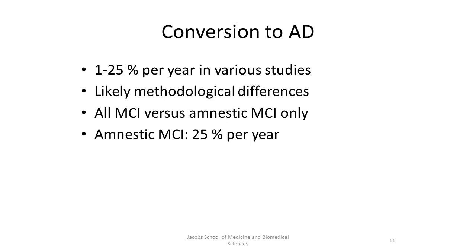So what does it mean? People who have mild cognitive impairment have a risk of conversion to Alzheimer's disease, and it's between 1 to 25%, which is a really big range if you think about it, 1 in 100 or 1 in 4. However, if you look at just the amnestic MCI, then the risk of conversion is approximately 25% per year. So if you make a firm diagnosis of amnestic mild cognitive impairment, 25%, 1 in 4, will convert to Alzheimer's within the first year.